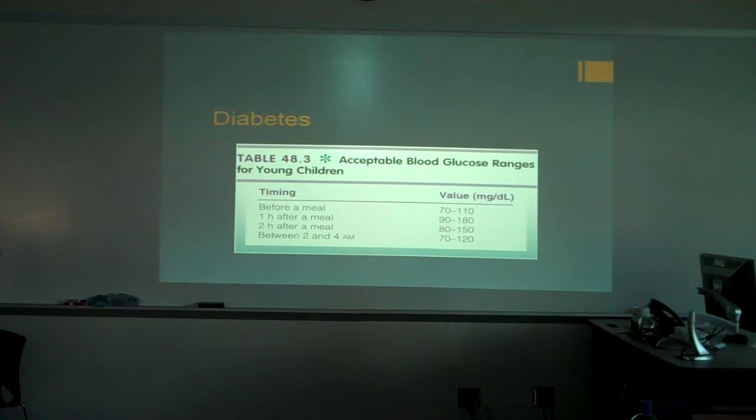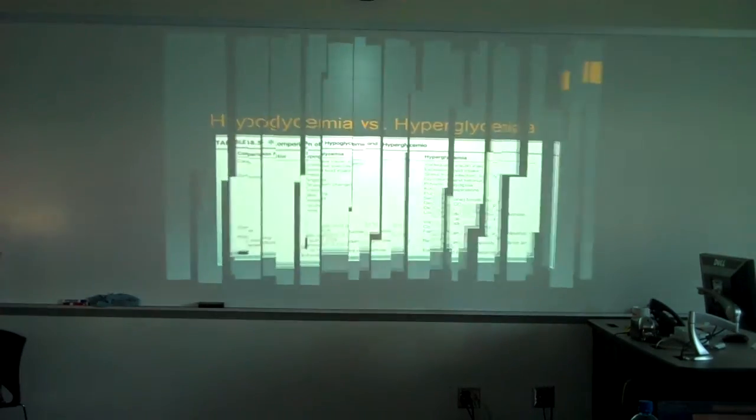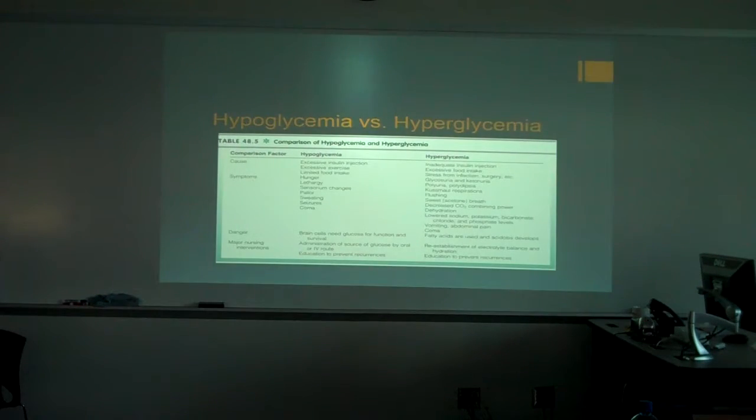This chart is actually out of the other textbook that we used to use. ATI actually defines hypoglycemia in children as less than 60. And here is your hypoglycemia versus hyperglycemia. Small for you to read here, but your symptoms for hypoglycemia: hunger, lethargy, sensory changes, pallor, sweating, seizures, and coma.